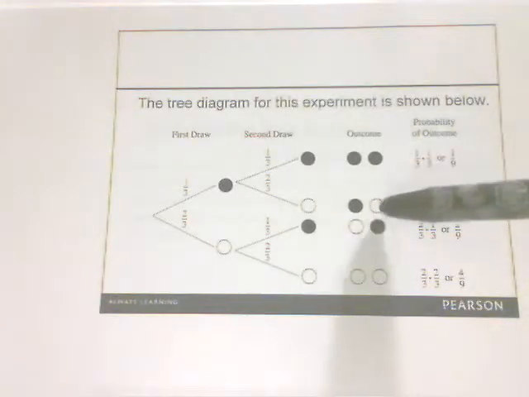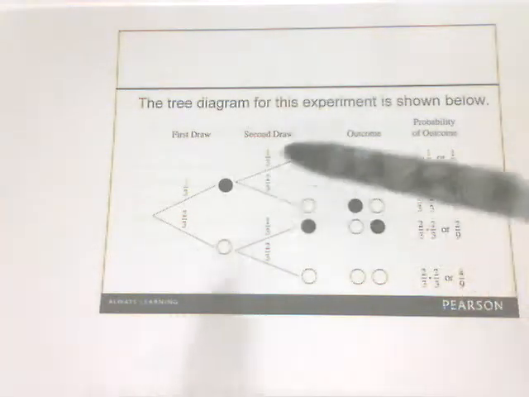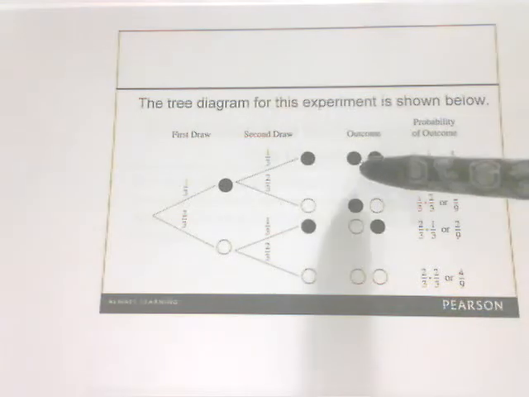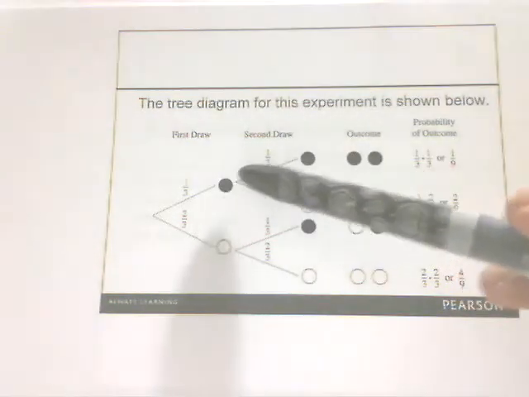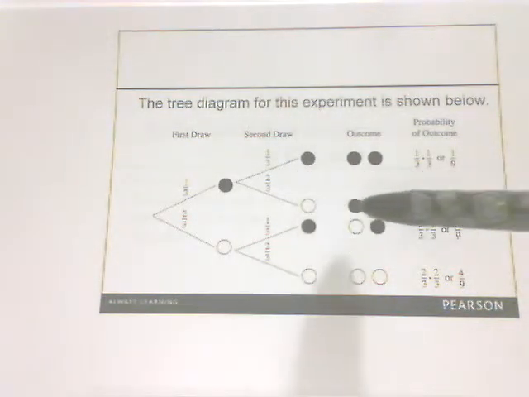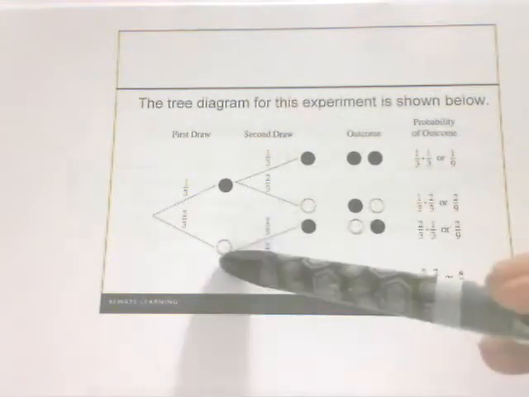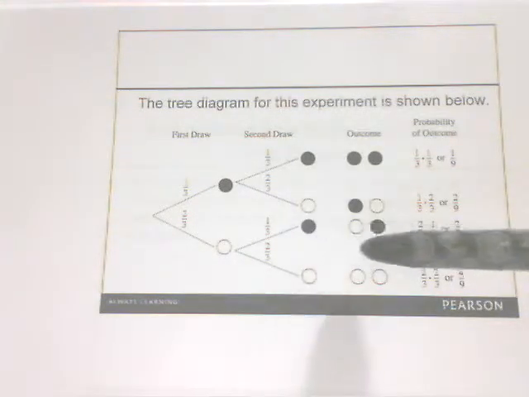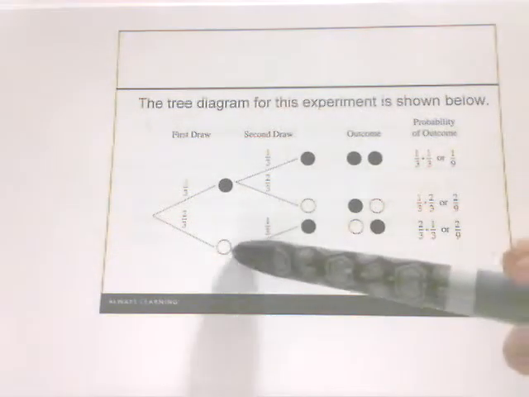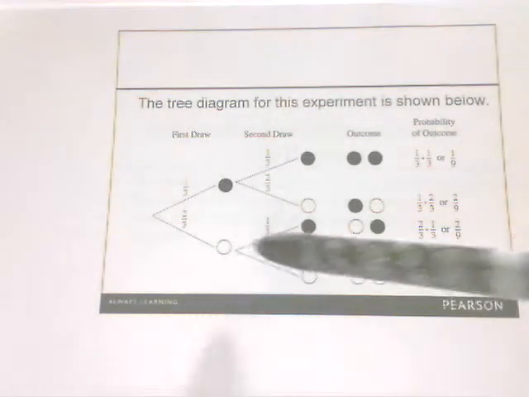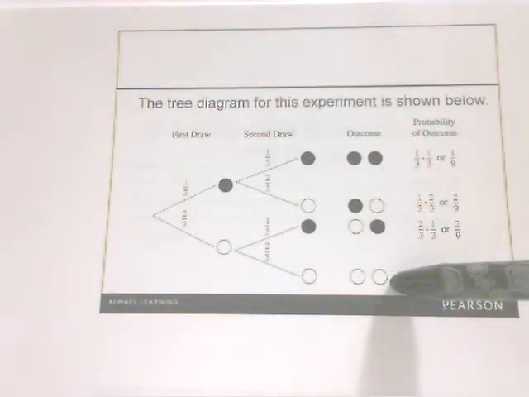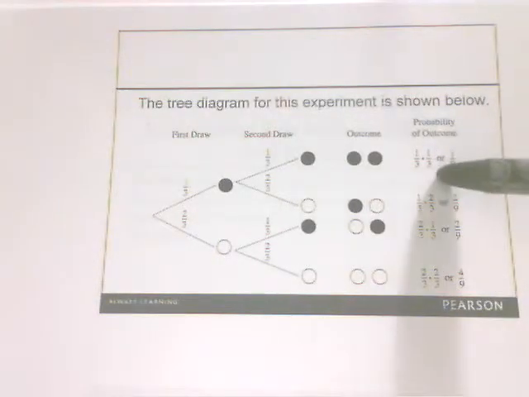So here's what your outcome looks like. You can have a colored and a colored ball, which is this outcome, a colored ball first and then a white ball second, that's this outcome, then a white ball first and then a colored ball second, that's this outcome, then a white ball and a white ball, that's this outcome here. And that probability is this.